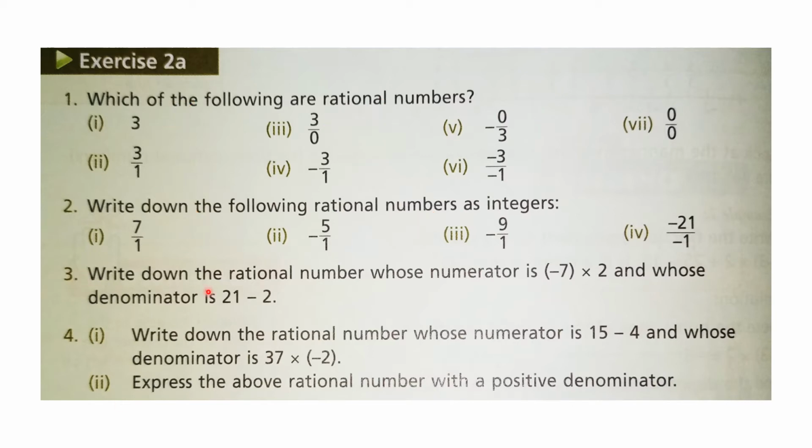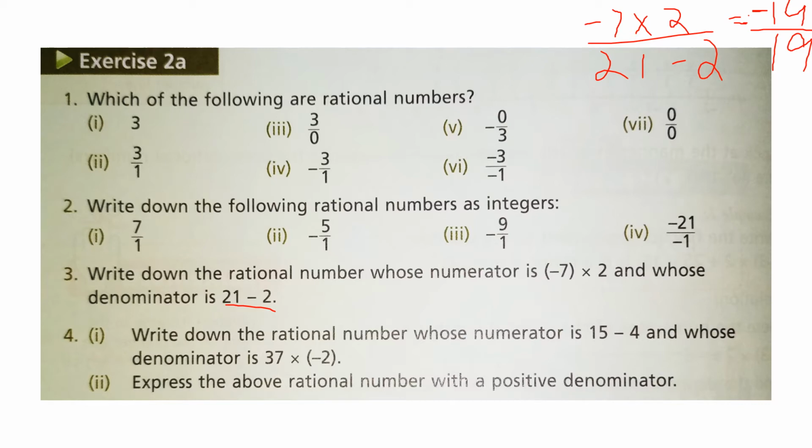Okay, now question number 3 is: write down the rational number whose numerator is minus 7 multiplied by 2 and denominator is 21 minus 2. So you just have to write a fraction where the numerator should be minus 7 multiplied by 2 and the denominator should be 21 minus 2. So 7 multiplied by 2 is 14, and with the minus sign, minus 14, and 21 minus 2 is 19. So this is the rational number, minus 14 by 19.